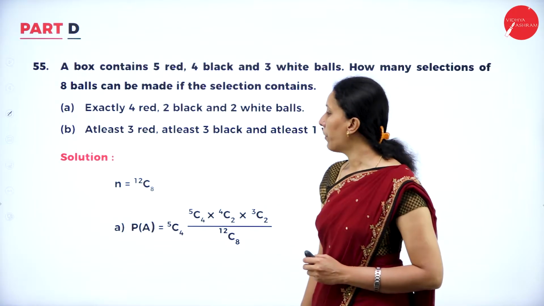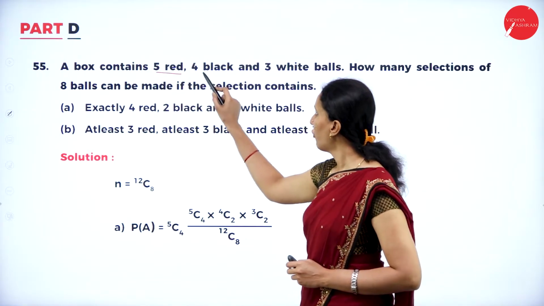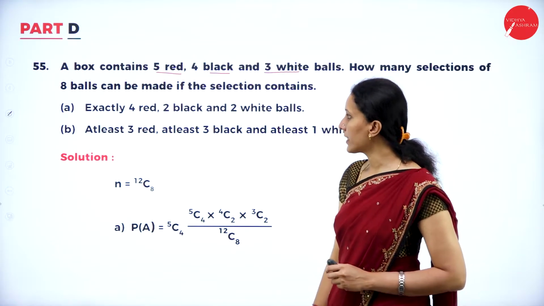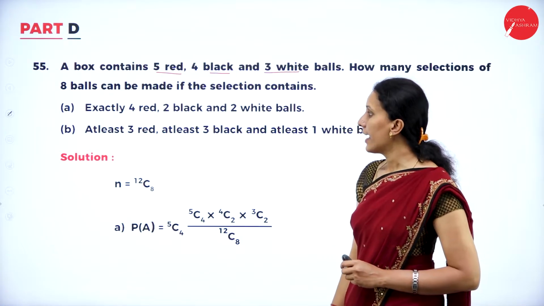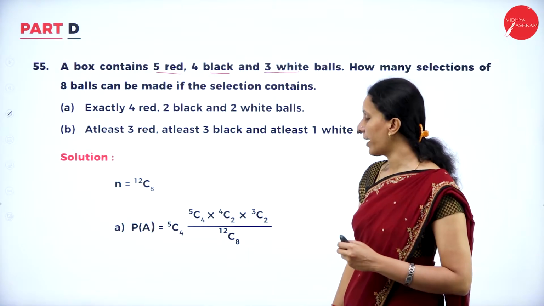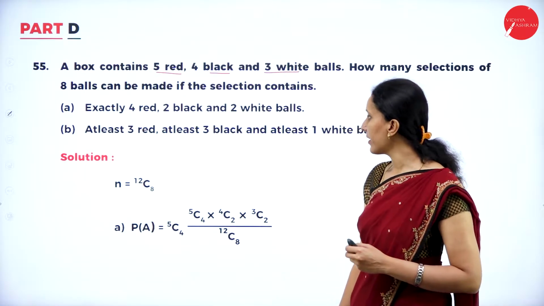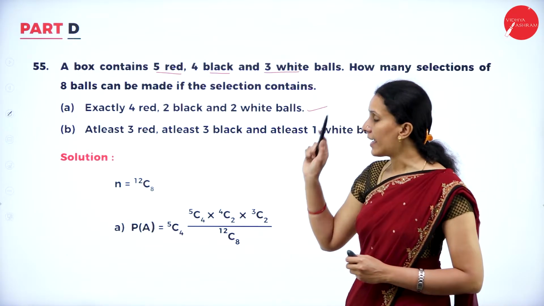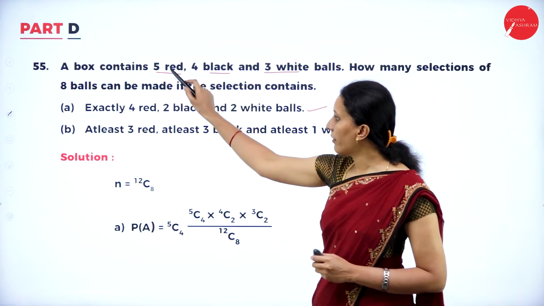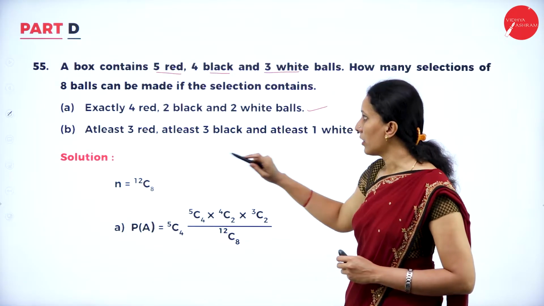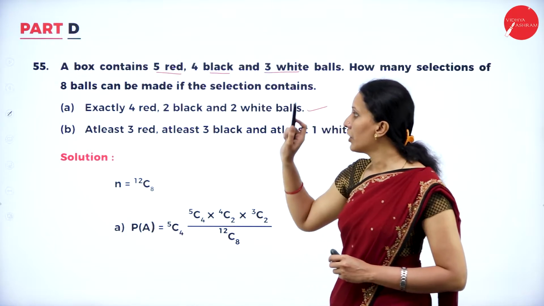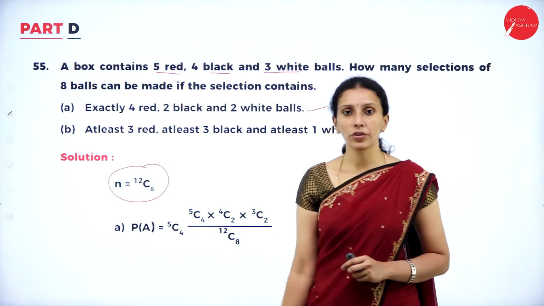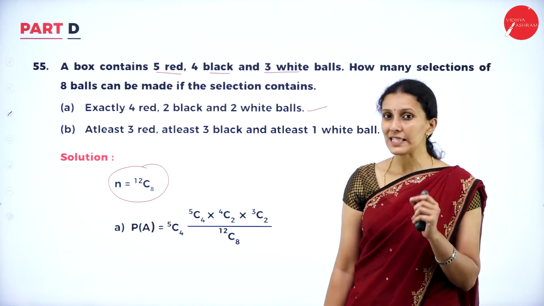Next one: a box contains 5 red, 4 black and 3 white balls. How many selections of 8 balls can be made if these selections contain exactly 4 red, 2 black and 2 white balls; at least 3 red, at least 3 black and at least 1 white ball? So, clearly the first question is for exactly 4 red. We have 5 red, 4 black and 3 white, so we have 12 balls. Out of 12 balls, we need to select only 8 balls. The total number of outcomes is 12C8.